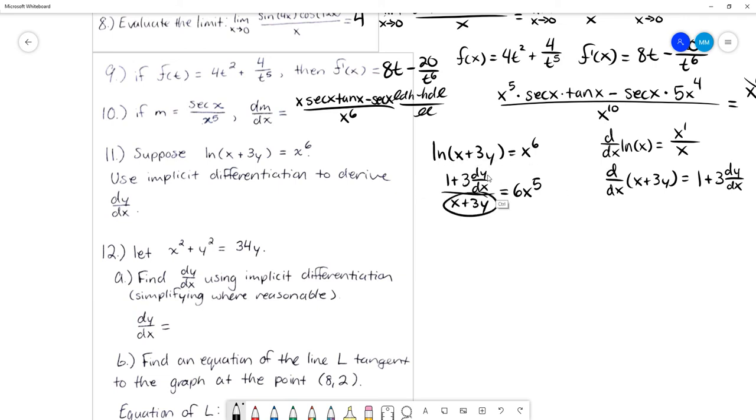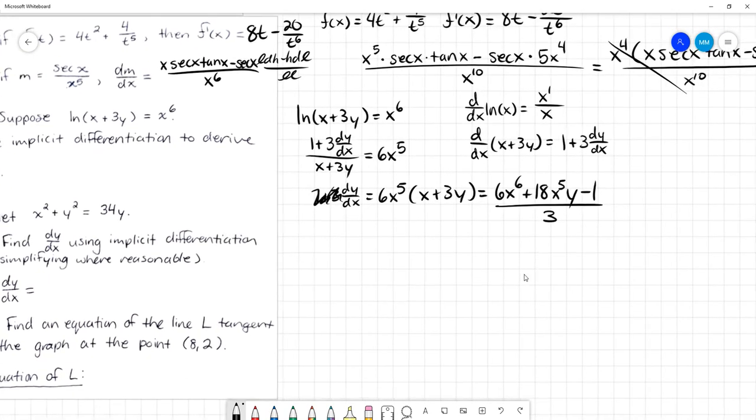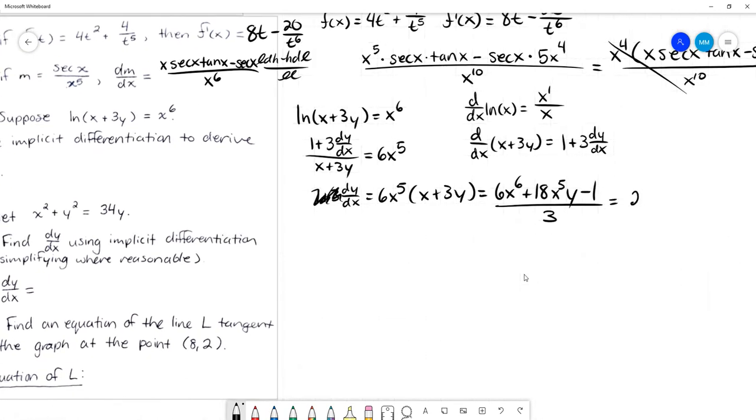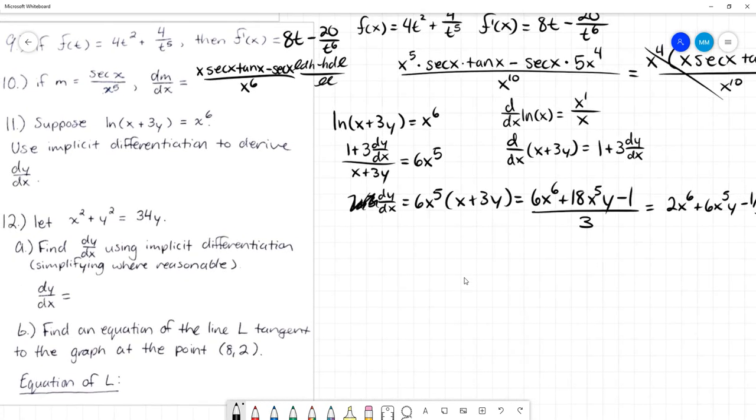So first I'm going to multiply both sides by this denominator. So it's going to be 1 plus 3 dy/dx equals 6x to the 5th times x plus 3y. And I am going to distribute that, so it's going to be 6x to the 6th plus 18x to the 5th y. And then subtract 1 from both sides. And then, to get dy/dx all by itself, we just divide it all by 3, which is going to be 2x to the 6th plus 6x to the 5th y minus 1/3. So that is our derivative.